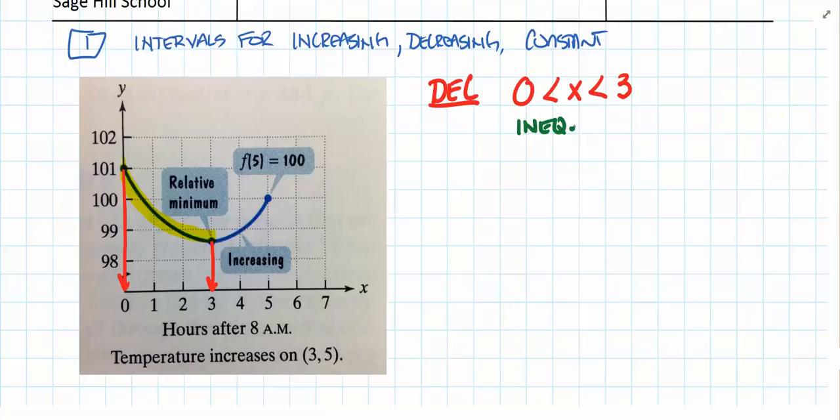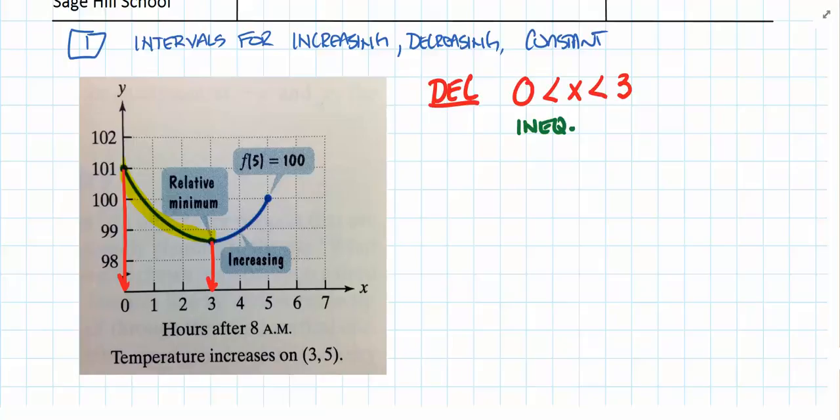The reason we don't put less than or equal to is because at that moment in time, it's never really equal to 0 or 3. So 0 and 3 are not actually part of the interval. They're just the end caps of the interval. So we're saying between the hours of 0 and 3, and hours, of course, is after 8 a.m., the graph is decreasing. That's inequality notation.